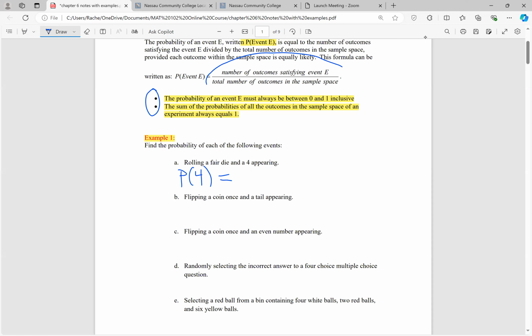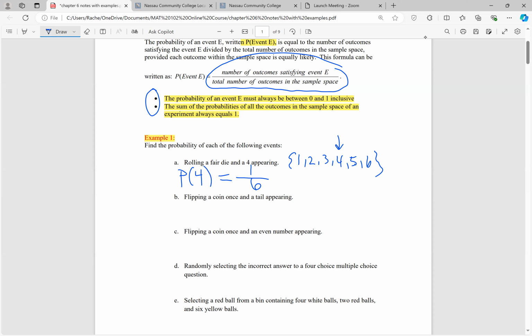So let's use this formula that we have up here. First, you have to ask yourself, how many outcomes are possible when you roll a fair die? And a fair die has 6 sides. So the denominator is going to be the total number of possible outcomes in the sample space, which is 6, right? So we could even list them: 1, 2, 3, 4, 5, and 6. Now in the numerator goes how many outcomes satisfy the event. In this case, the event is a 4 appearing. How many of these outcomes are a 4? Just 1, right? Just 1 out of 6. So that would be our probability in fraction form, 1 out of 6.